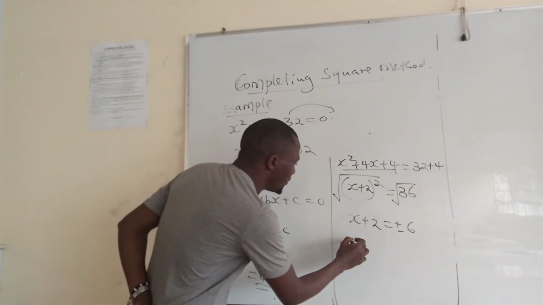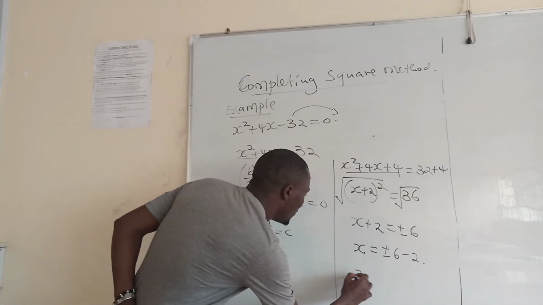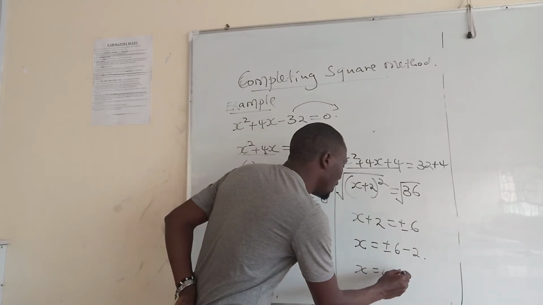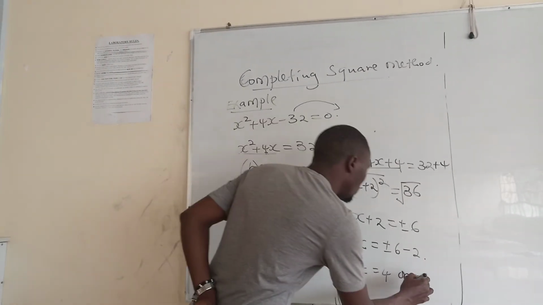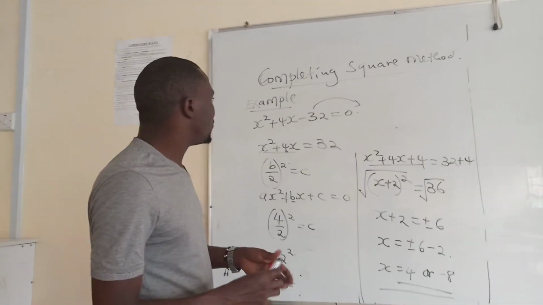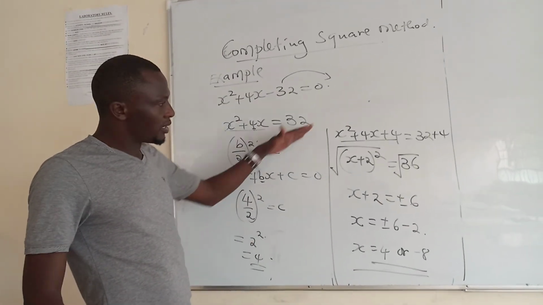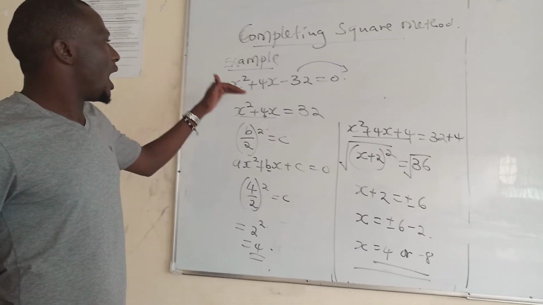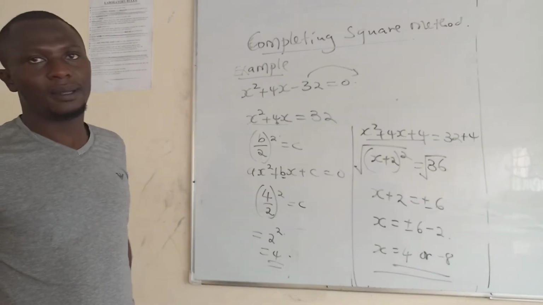And therefore, this becomes x is equal to plus or minus 6 minus 2. So our first value of x will be positive 6 minus 2, which is 4. And the other value will be negative 6 minus 2. This will be minus 8. And these are the values of x in our question here. So this is the procedure that we use when we are solving a quadratic equation using the completing square method. Thank you.